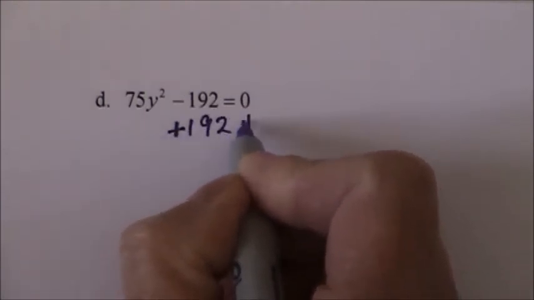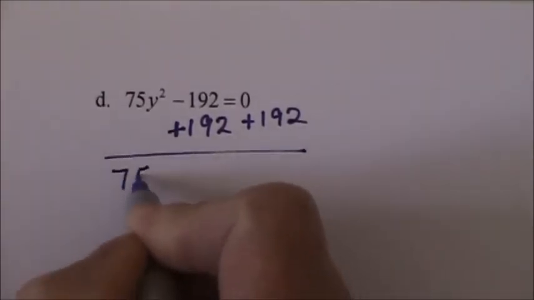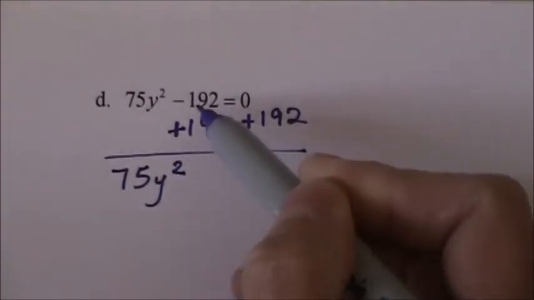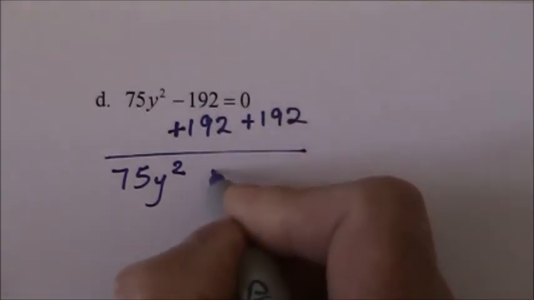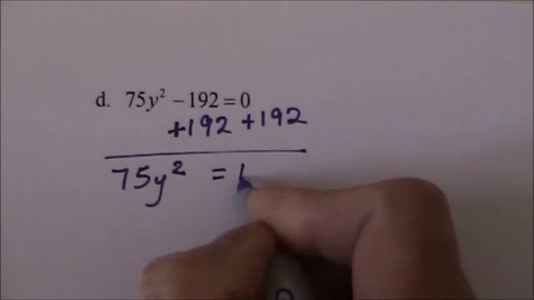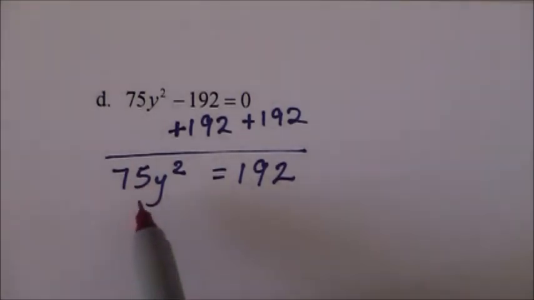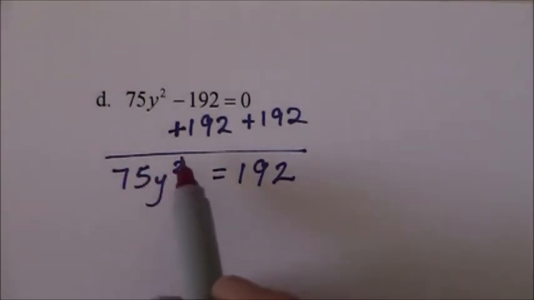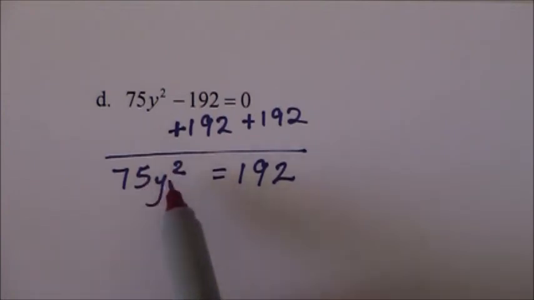192 to both sides to move it to the other side, we get 75 y squared. Negative 192 plus 192 is equal to 0. 0 plus 192 is 192. As we go to look at our next choices, we have the 75 and we have the 2. Now this is beside the y, whereas this is on top of the y. So beside is further away than on top.